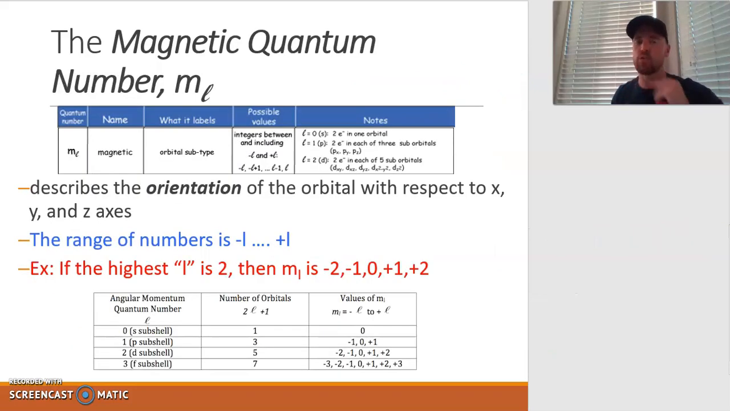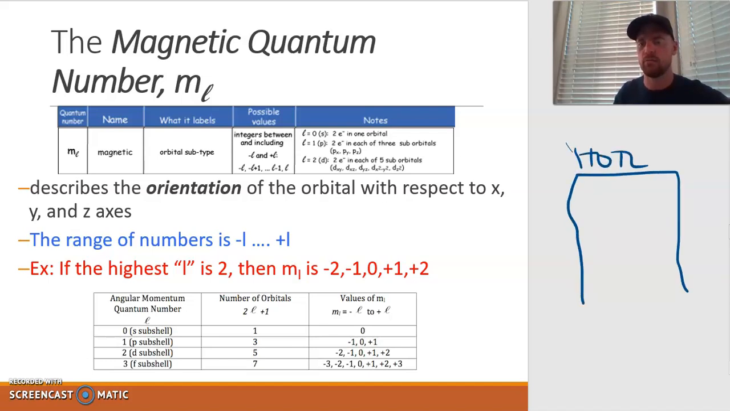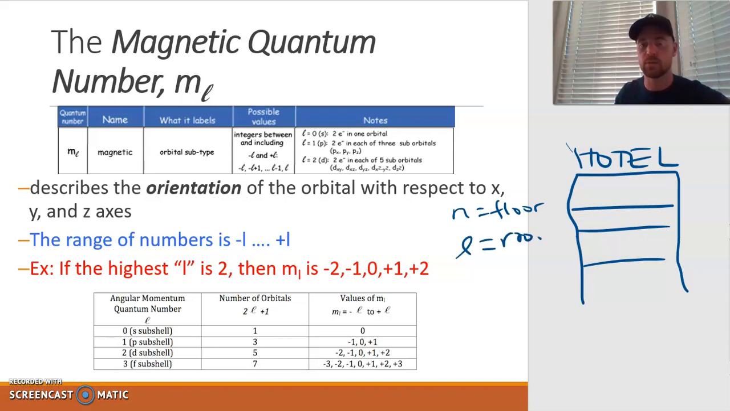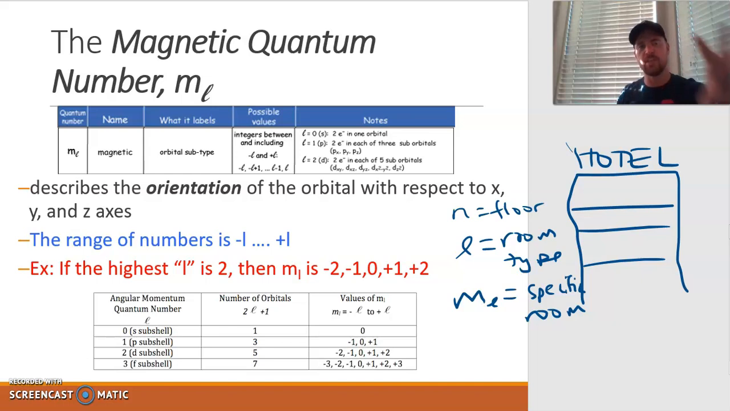Let's keep going. The third quantum number, which is the magnetic quantum number, M sub L. Well, let's go back to our hotel. If we have our hotel, we've said that the N value is like telling us what floor number we're on. The L value was telling us the room type. But the M sub L value is actually the specific room itself. The room number, if you will. Yes, there could be a lot of suites on floor 3, but there's a specific suite that has a certain number on it. There's a lot of different suites, but now we've narrowed it down to a specific room.